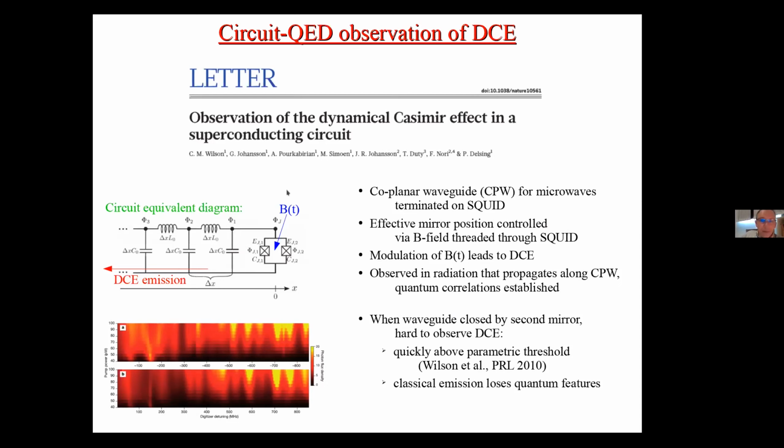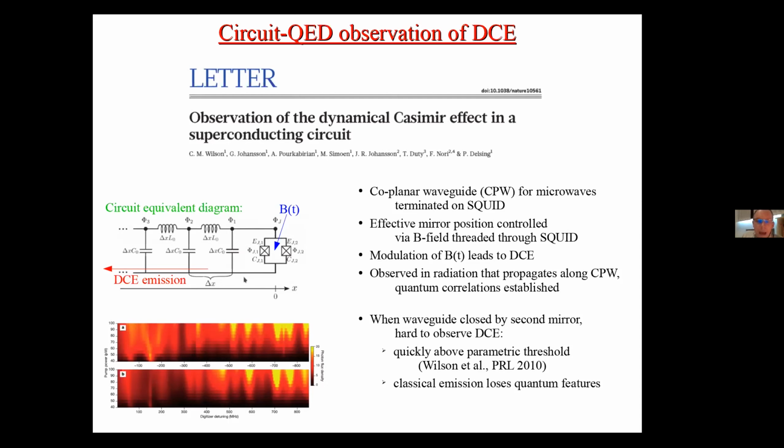So basically, this experiment was done in the Per Delsing group and was based on a waveguide. Here is a waveguide plotted as a circuit equivalent, capacitors and inductances, closed at the end on a SQUID. A SQUID is a superconducting device which is pierced by an external magnetic field, B of t, which modulates the effective impedance of the last element. And as a result, it basically moves the physical position of this final mirror, which is closing the waveguide.